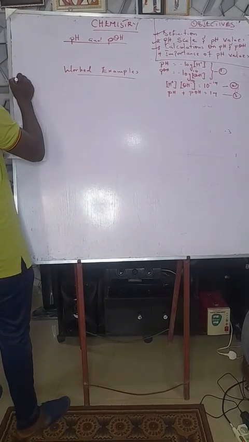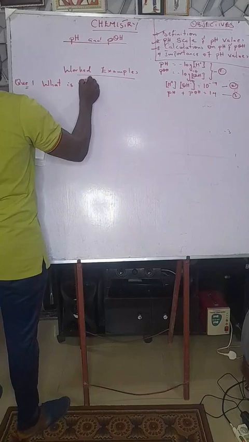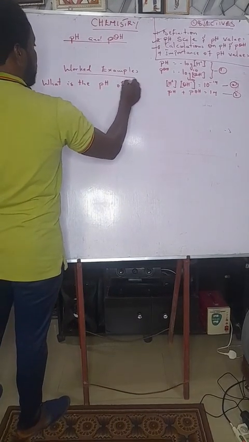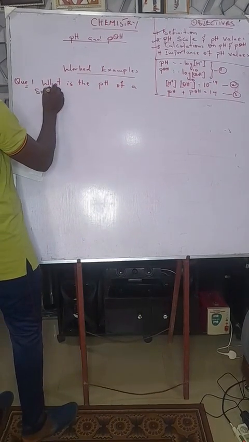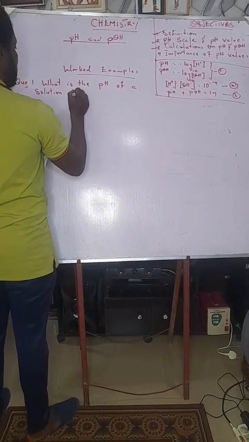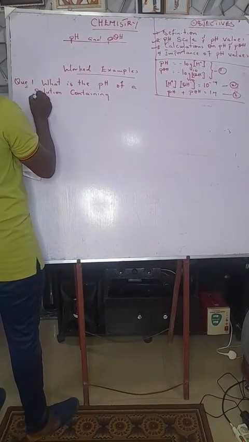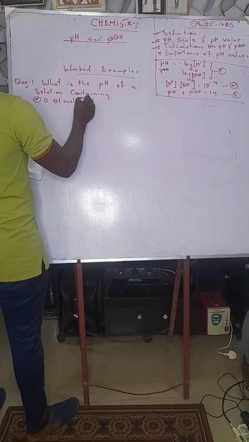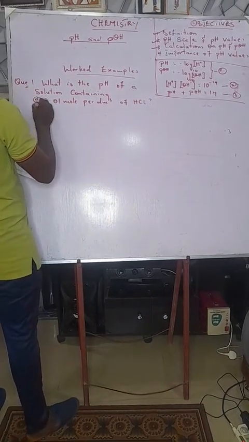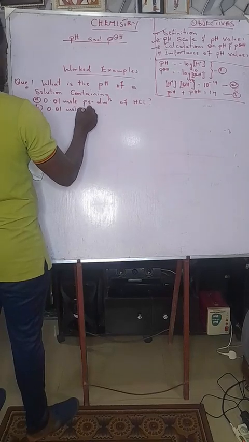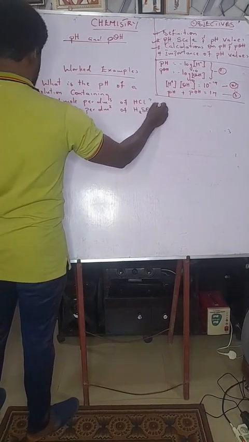Now, question number 1. What is the pH of a solution containing A, 0.01 mole per dm³ of HCl, B, 0.01 mole per dm³ of H2SO4.